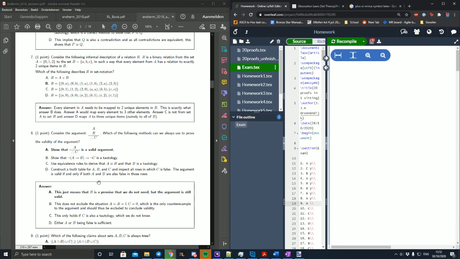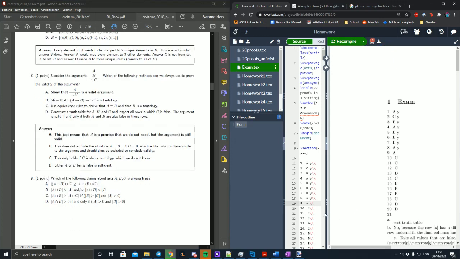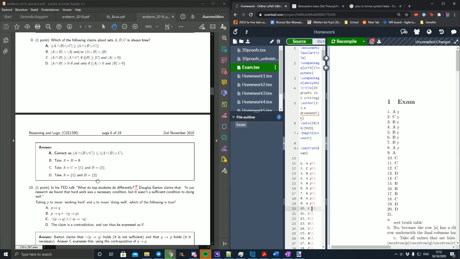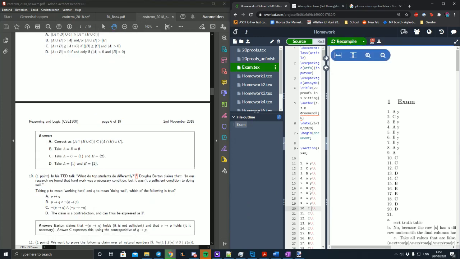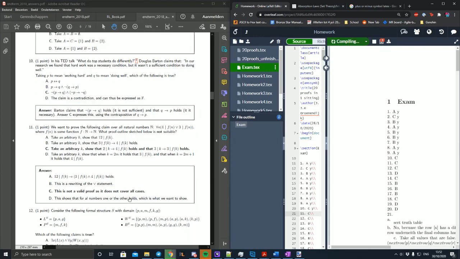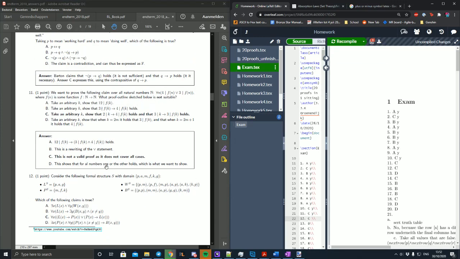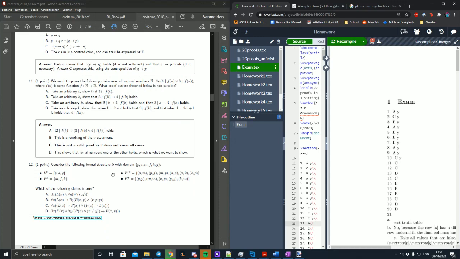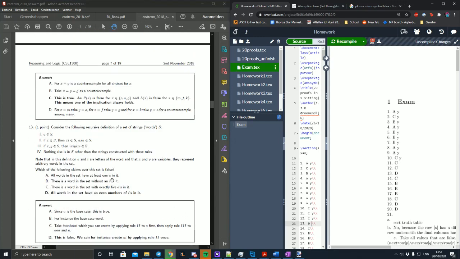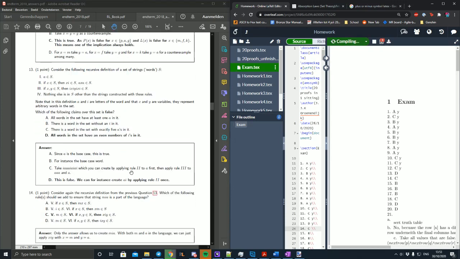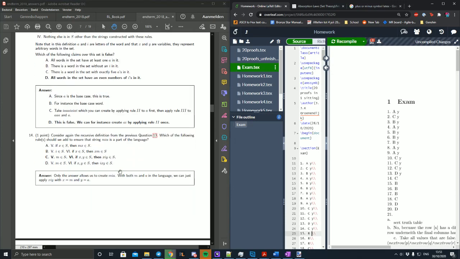Here, exactly, B is a premise that we do not need, the argument is still valid. A is correct here. C is correct for 10. Yep. Then we have C correct for 11. C correct for 12. D correct for 13. C is correct for 14.